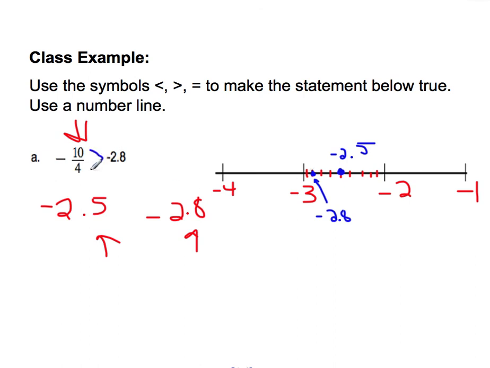So how you remember the greater than or less than sign, either you choose the greater value, like the Pac-Man is towards the greater value. How I learned it when I was younger, it always points to the lesser value. So since negative 2.8 is less, the symbol points to the lesser value. Either way, it doesn't matter.